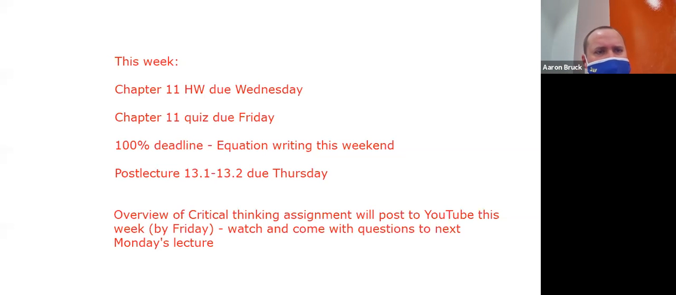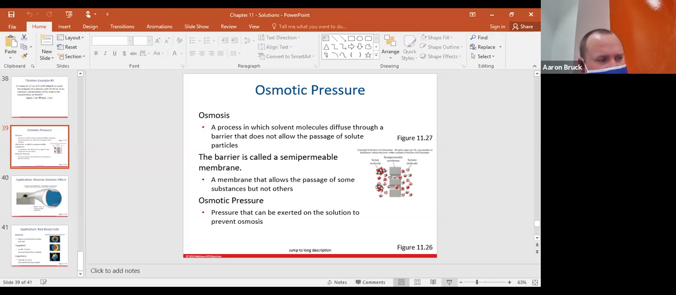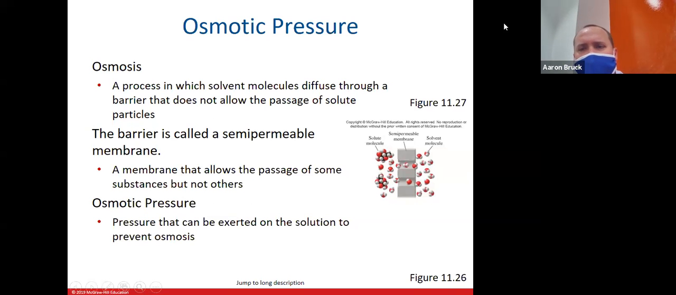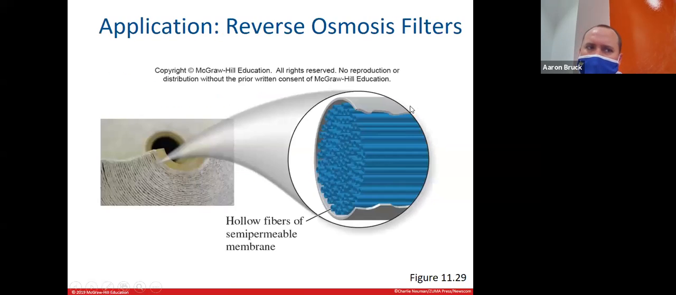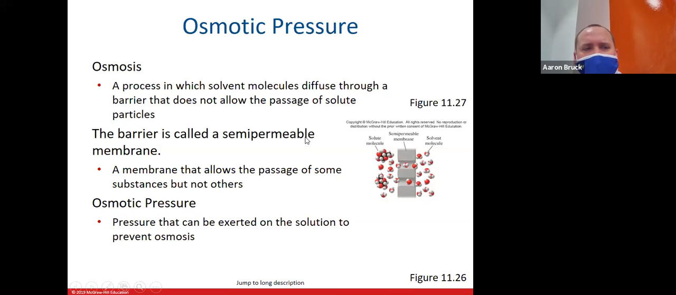All right, so we have one detail to clean up out of chapter 11 before we move on to chapter 13. And it's the concept of osmotic pressure. Now, osmotic pressure is not a terribly difficult concept if you know what osmosis is. Osmosis is the movement of solvent particles from an area of high concentration to low concentration.